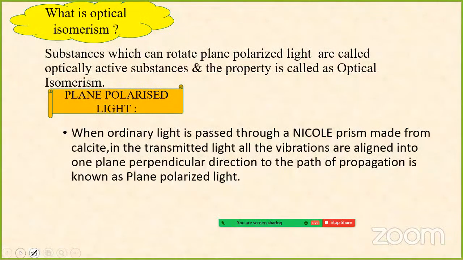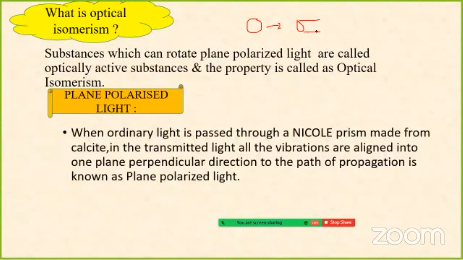Then next, let us see what is optical isomerism. The substances which can rotate plane polarized light are called optically active substances, and the property is called optical isomerism. So here we are rotating the plane polarized light. Suppose you take any substance and pass it through a polarimeter, an instrument called a polarimeter. What will happen?